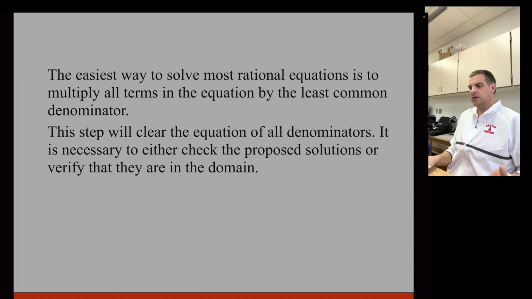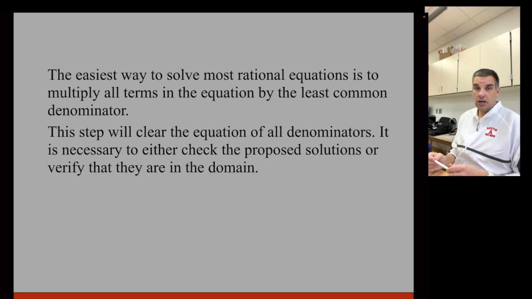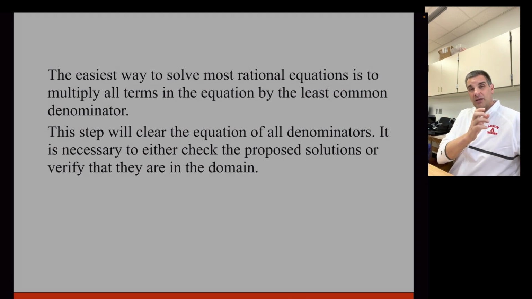When you're solving equations, the easiest way to solve most rational equations is to multiply all the terms in the equation by the least common denominator. So just like what we did before, we're going to find that least common denominator and we're going to multiply all the terms by it. Okay.